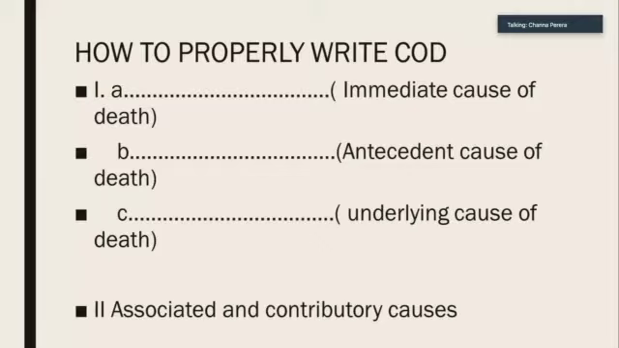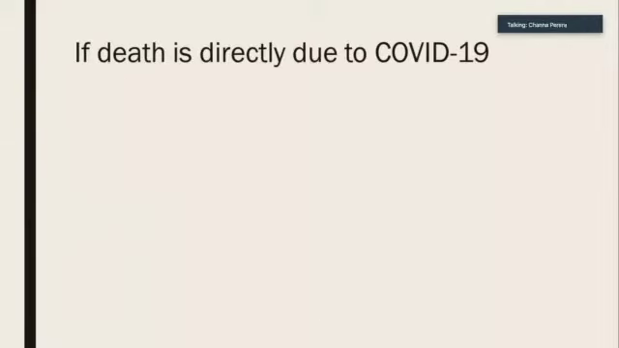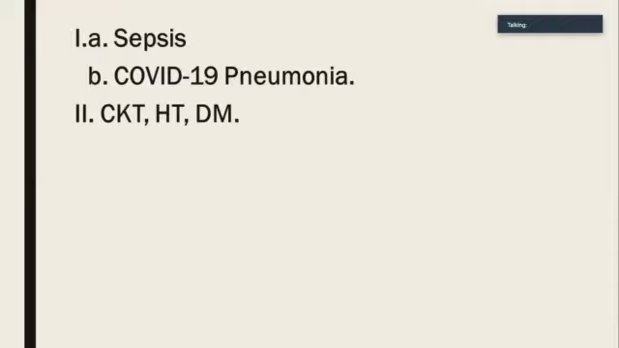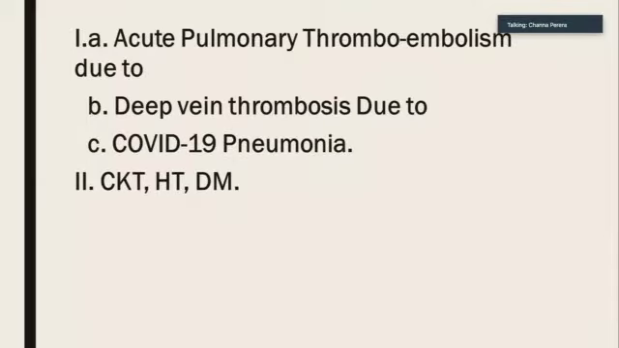So what are the associated and contributory causes? If the patient was suffering from hypertension, diabetes, bronchial asthma, obesity, etc., then you write those conditions in 2. Right? So, in COVID, people died directly due to COVID infection as a result of pneumonia, COVID pneumonia, or deep vein thrombosis causing pulmonary thromboembolism. These are the examples that I mentioned, right?